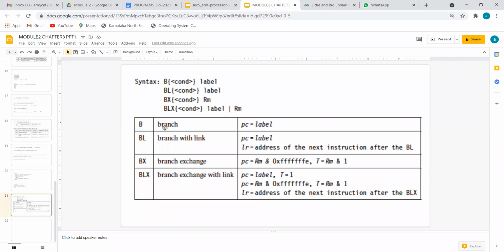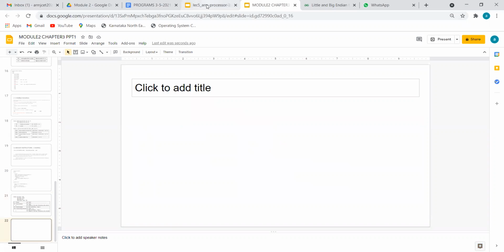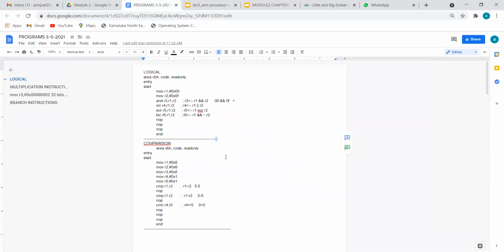So you are going to get a label. What do you mean by without condition? So now where will it jump to? PC will jump to where there is a label. If we use BL, branch with link, PC will change to label. Now I told you what you mean by the label here.